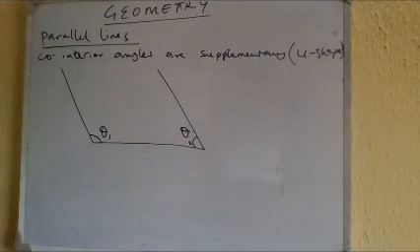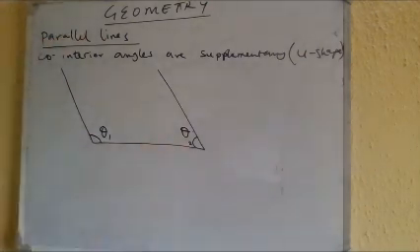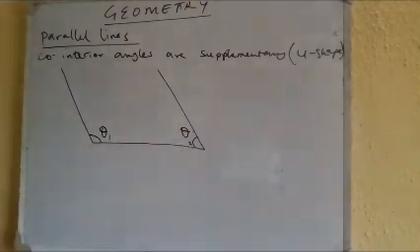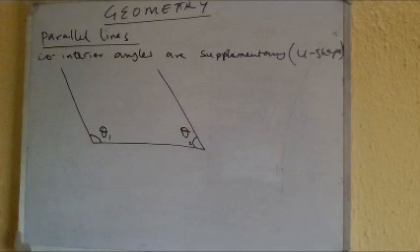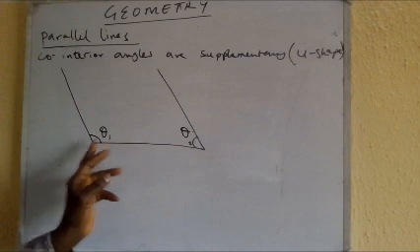Finally, under parallel lines, if I have a U shape like this, theta 1 here and theta 2 here are supplementary because they are co-interior angles. So co-interior angles are supplementary.